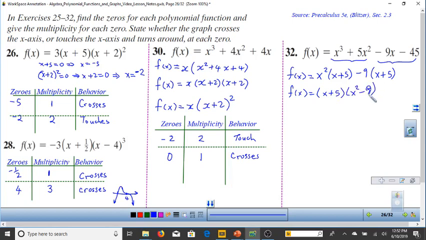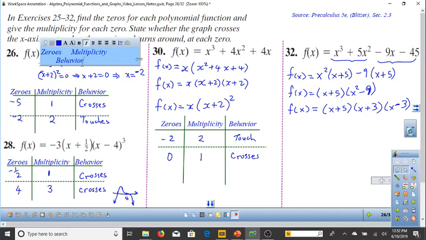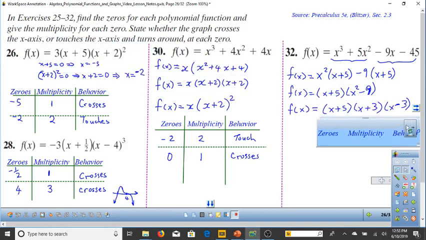Now x squared minus 9 is a difference of squares, so we can factor that some more to be x plus 5 times x minus 3 times x plus 3. I'm going to write this out just the other way around, just a little bit. Same deal. And it's important that you remember to factor this completely, because you want to find all possible linear factors. So now we know our linear factors.